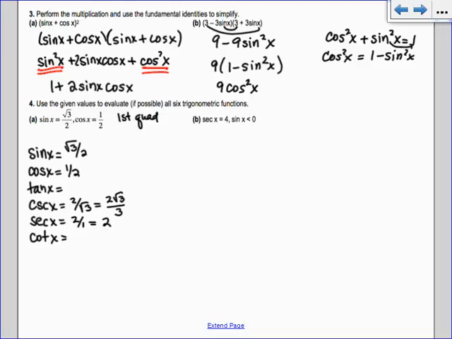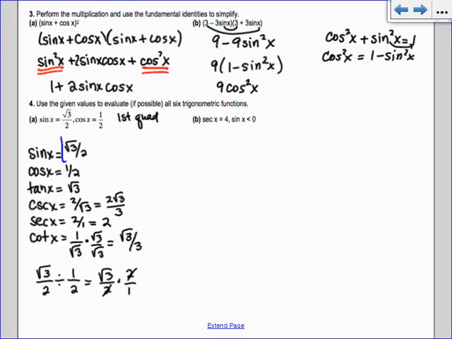But I still need tangent and cotangent. So remember, tangent is just sine divided by cosine. So it's root 3 over 2 times 2 over 1, which becomes root 3. And then cotangent is a reciprocal, so 1 over root 3, which if you multiply by root 3 over root 3, you get root 3 over 3. Okay, so those are the 6 trig functions, 6 trig values.